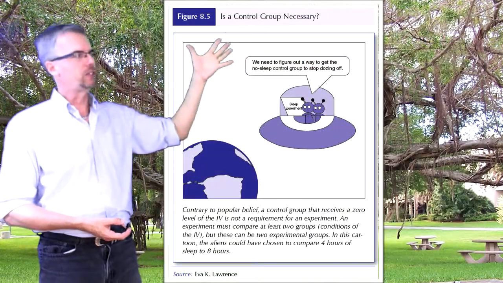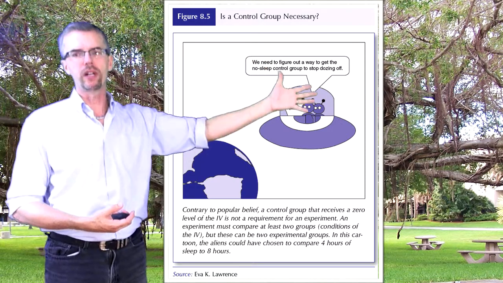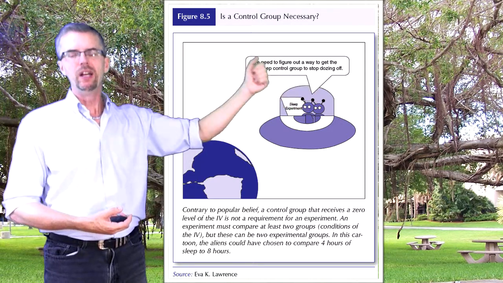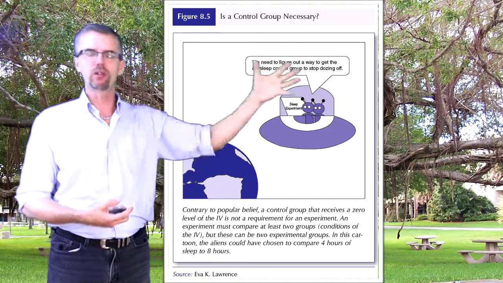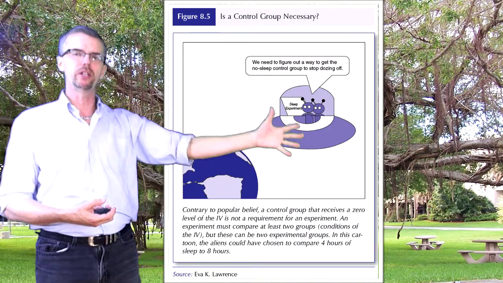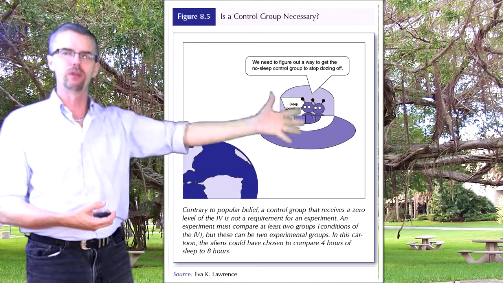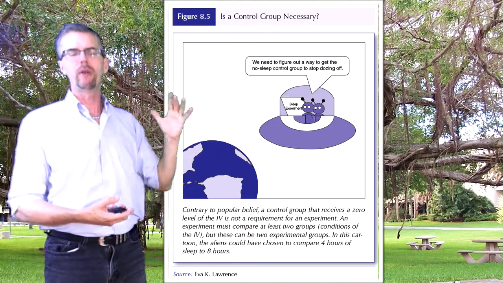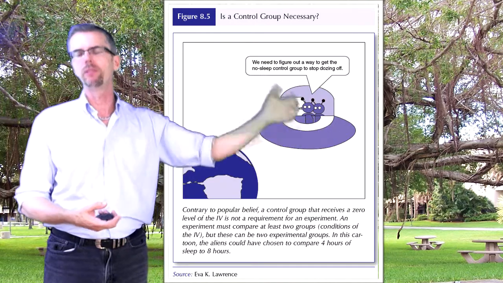Figure 8.5 is interesting because what it illustrates is that you can have 2 different kinds of test populations. In this case here, you can't find a control group where they have 0 sleep. So you would have 2 test populations, one that gets 4 hours of sleep and one that has 8 hours of sleep, and then you would compare those 2 groups. And so you have redesigned the experiment where the control group is actually another experimental group.